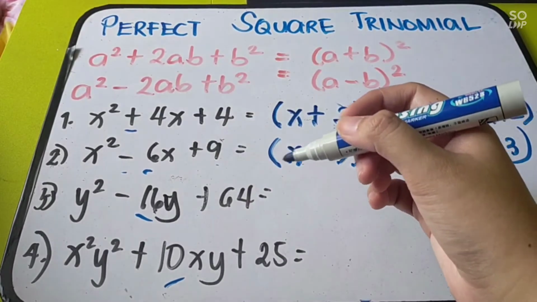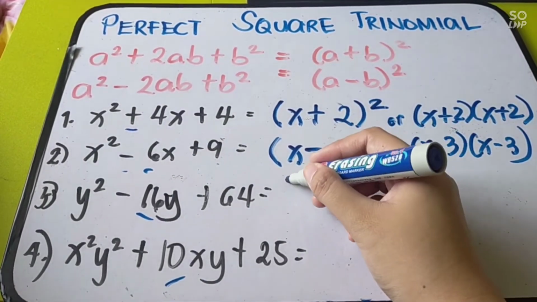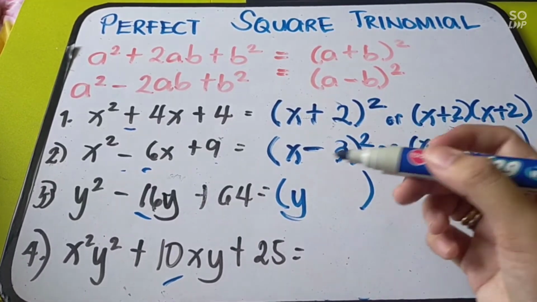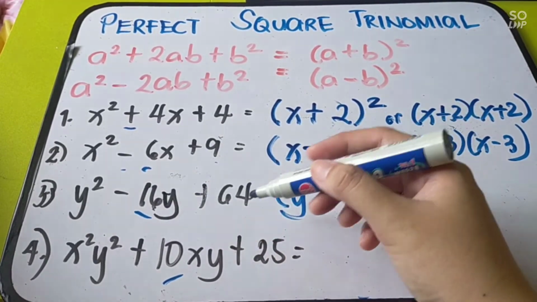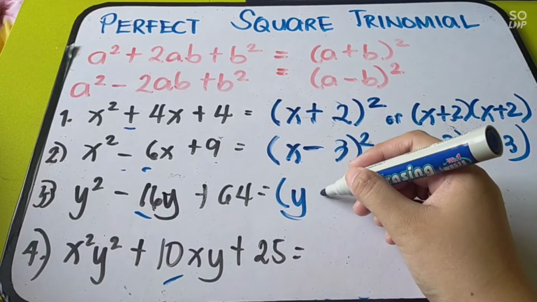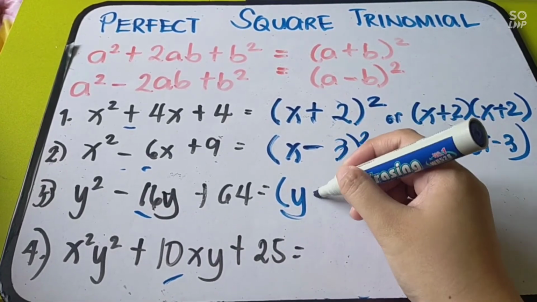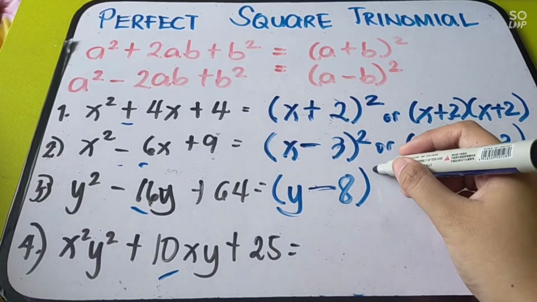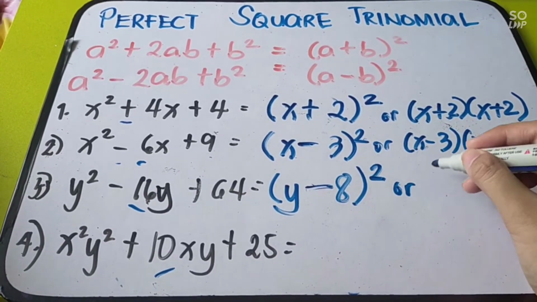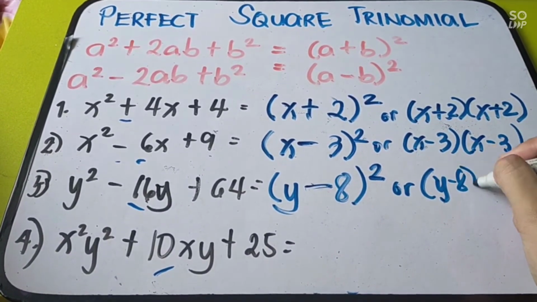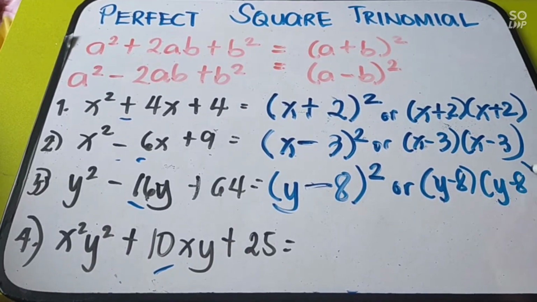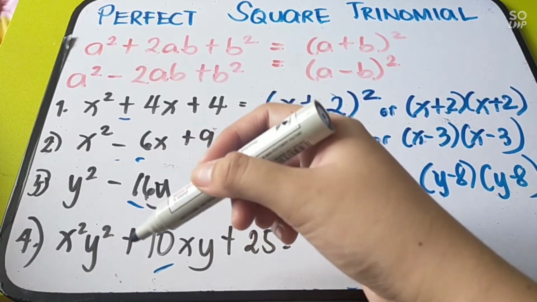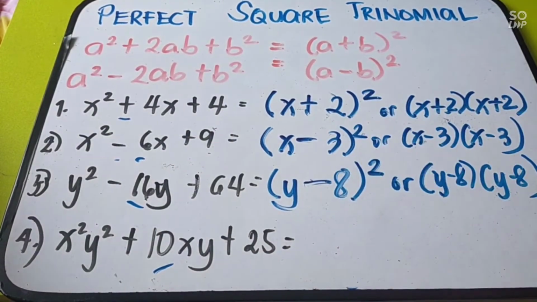Y squared minus 16y plus 64. Open, close. So, we are going to have y, and then we have here the square root of 64, minus, ang gagamitin natin dahil ito ay minus. The answer here is 8. Then, squared. Or, meaning, y minus 8 times y minus 8. Okay? Next tayo. We have x squared y squared plus 10xy plus 25.